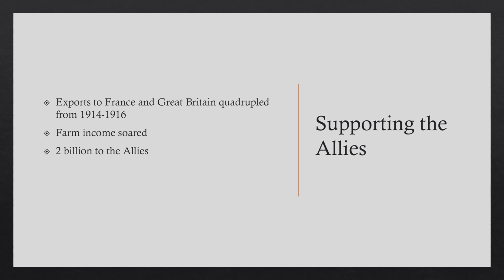And just another quick fact, because I find this super interesting: banks and other investors would eventually send more than $2 billion to the Allies before the United States entered the war. So there was a lot of movement of money in this specific period.